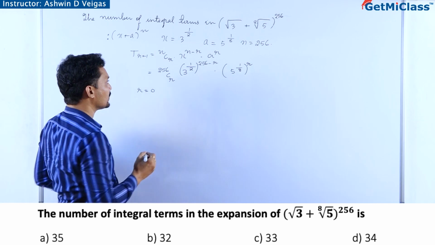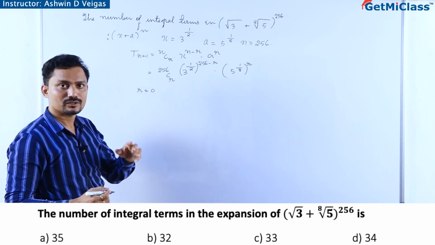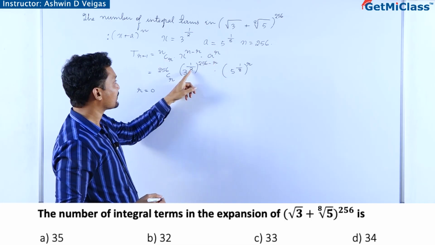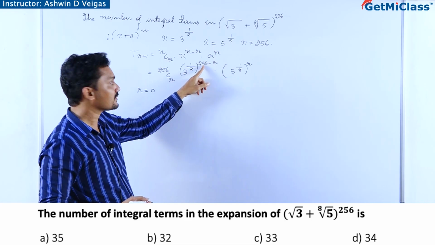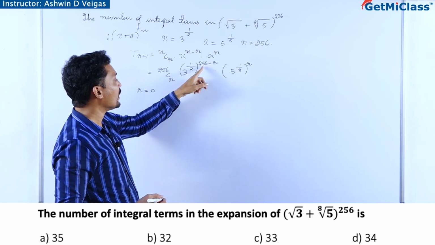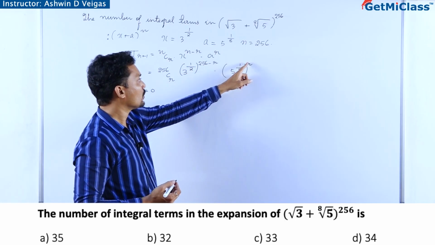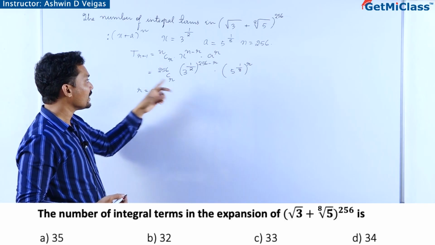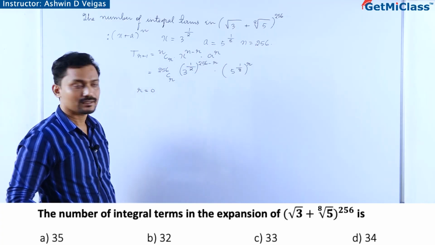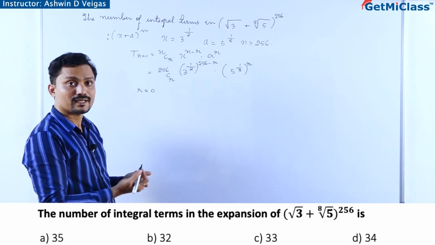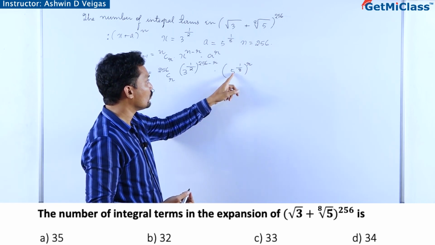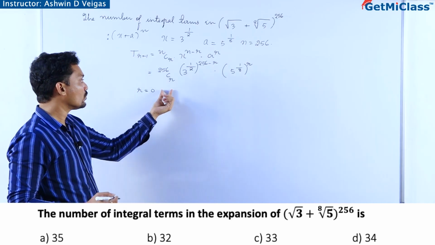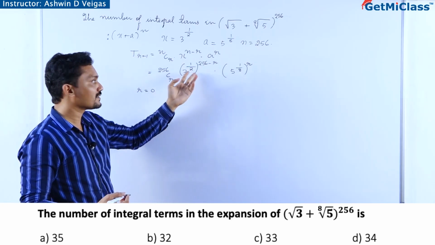Now, if you put r equal to 0, 256C0 is 1, so it is already an integer. The half gets cancelled with 256 and you will get 3^128, which is an integer. And anything to the power 0 is 1, so you get an integer. So, for r equal to 0, this term will be an integer. Now, if you put r equal to 1, it is not an integer, because you will get 5^(1/8), the 8th root of 5, which is not an integer.